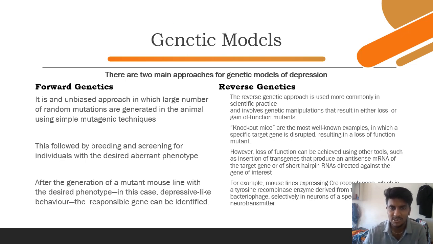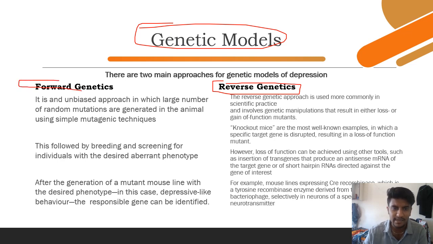Then we have genetic models. Genetic models can be either reverse genetics or forward genetics. Forward genetics is an unbiased approach in which an extreme number of mutations are generated in a particular animal. Then they are bred and screened, and individual aberrant phenotypes are checked, right? In reverse genetics, which is not that preferred because there are genetic manipulations, genetic alterations, there is a knockout model, knock-in model. There is a lot of mRNA technique, and mouse lines expressing Cre recombinase are a widely used technique nowadays, using a bacteriophage, right?